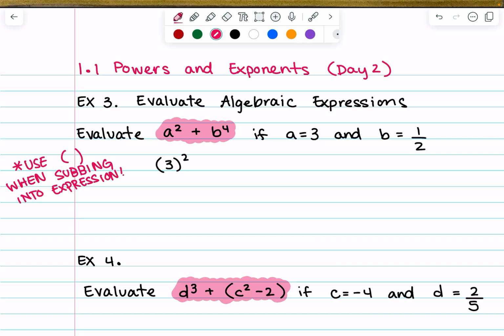Okay, so 3 in parentheses squared plus, I'm substituting a half in for b to the power of 4. 3 squared is 9 plus, now I'm taking 1 to the power of 4, which is 1, and 2 to the power of 4, which is 16. So then 9 plus 1/16 would be 9 and 1/16. Okay?